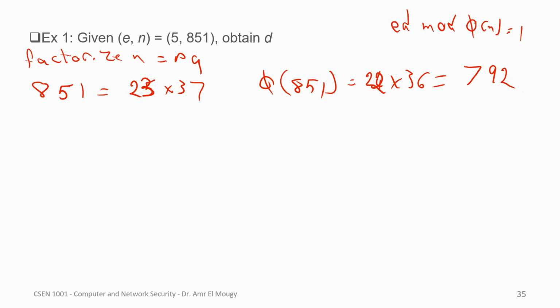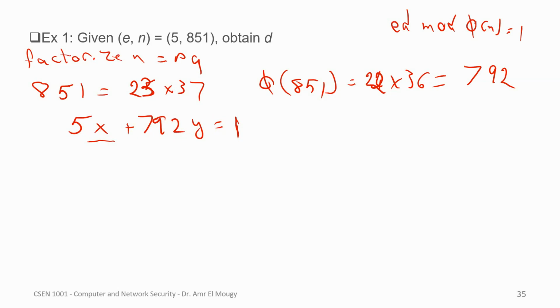Now you can solve ED mod phi n is equal to 1. How do we do that? We rewrite it as 5x plus 792y is equal to 1. This is actually the Euclidean algorithm. We want to find values of x and y that fit this equation. If we do find values of x and y that fit this equation, then x will be D. x will be the private key.